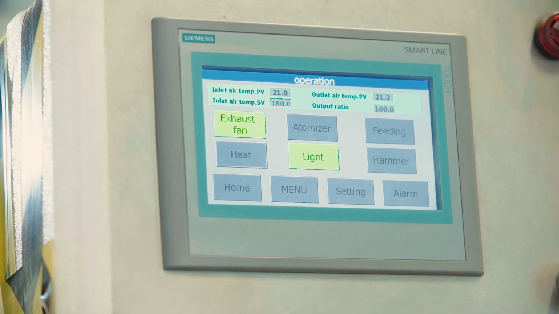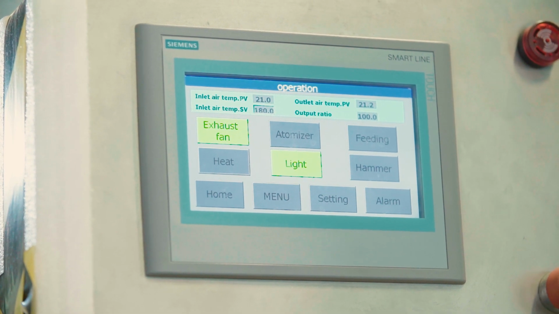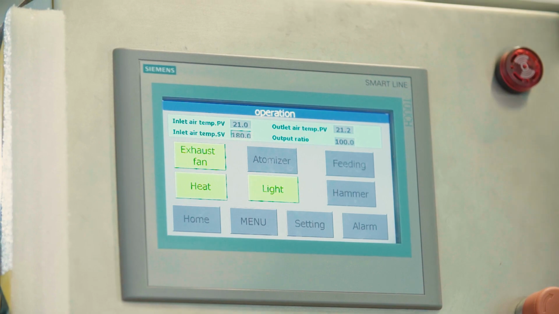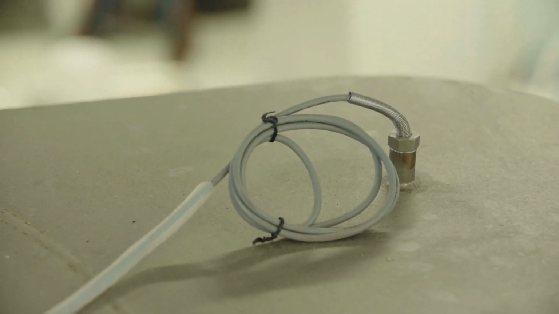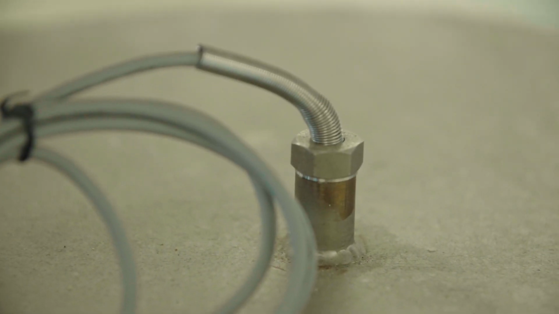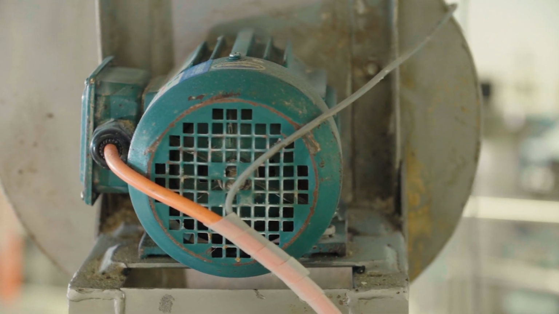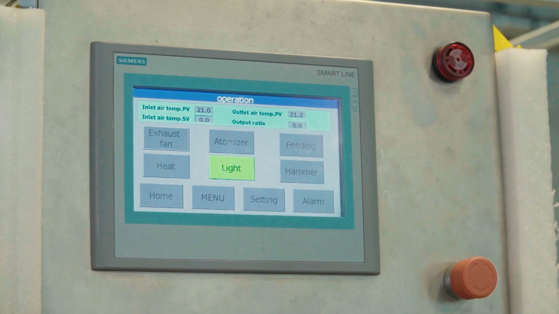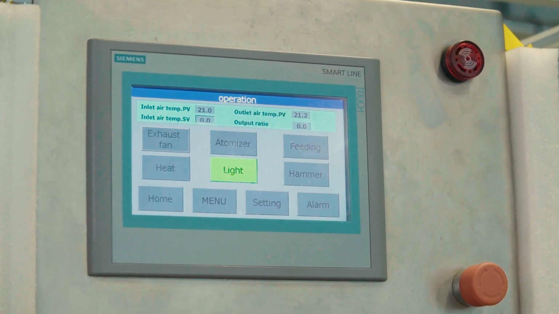The microcontroller has 2 different temperatures: the inlet air temperature and the outlet air temperature. These values are based on 2 sensors, one near the heater and one near the exhaust system. In order to optimize the whole system and the drying process, we have to control these 2 temperatures accordingly.